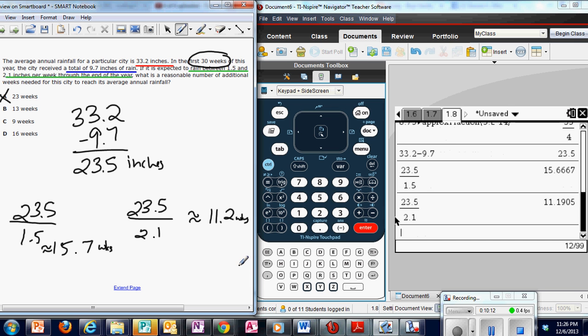So it's somewhere between these two numbers. Well, 9 is too low. Yes, this is close to 16, but that is telling me more. They just want to know, to make it, we're going to be somewhere in between these values, which is 13 weeks.